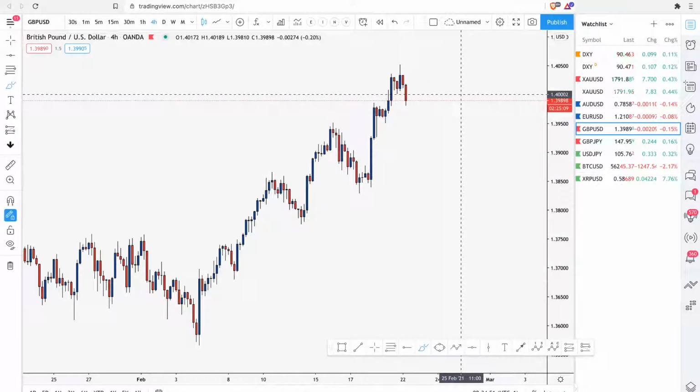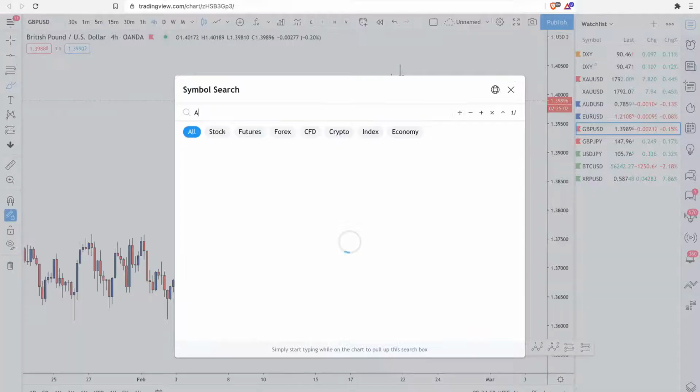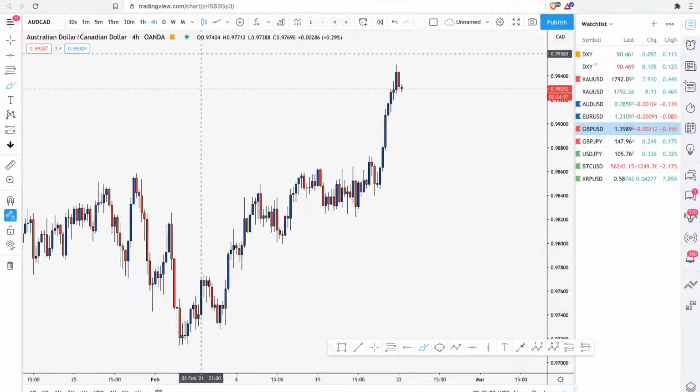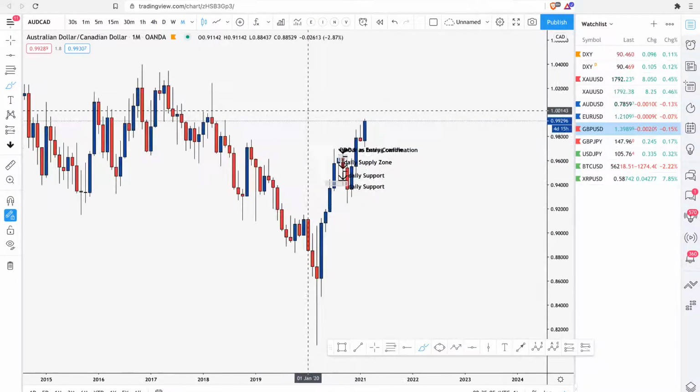Then guys, let's continue with some pairs that you asked me about, and I think the first one was AUD CAD and then Euro GBP. Now AUD CAD is in a very bullish environment.